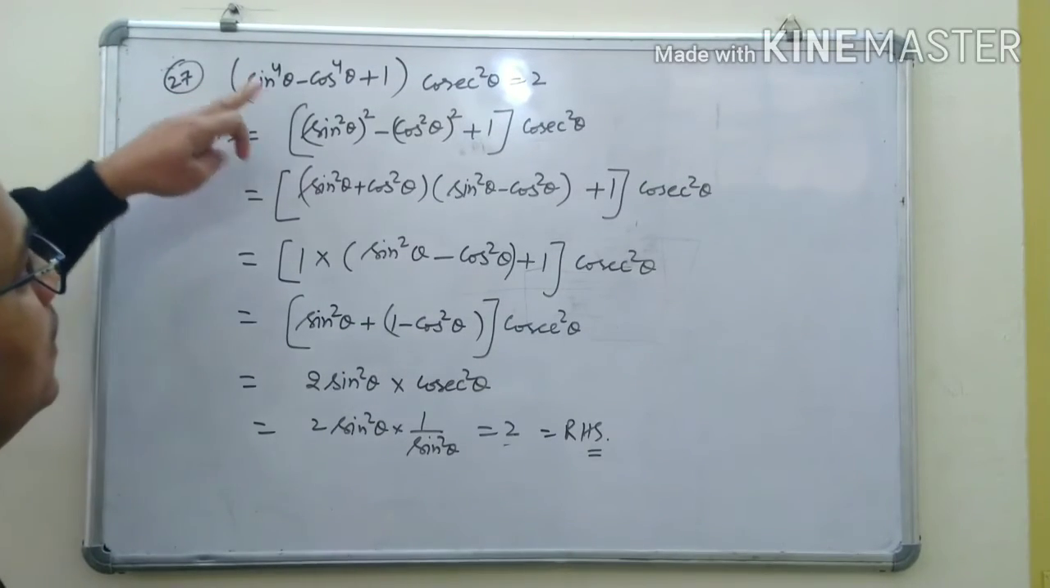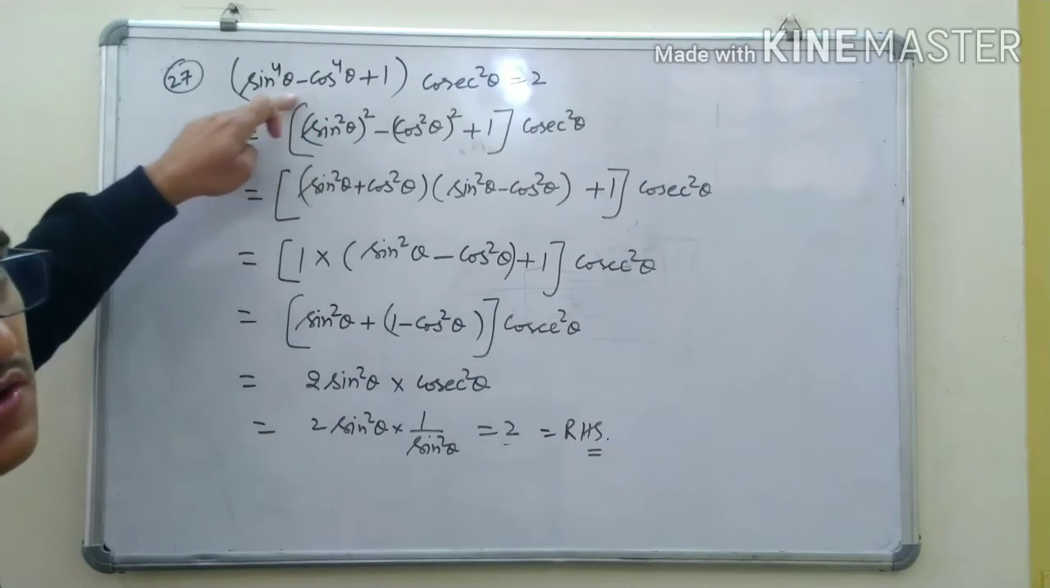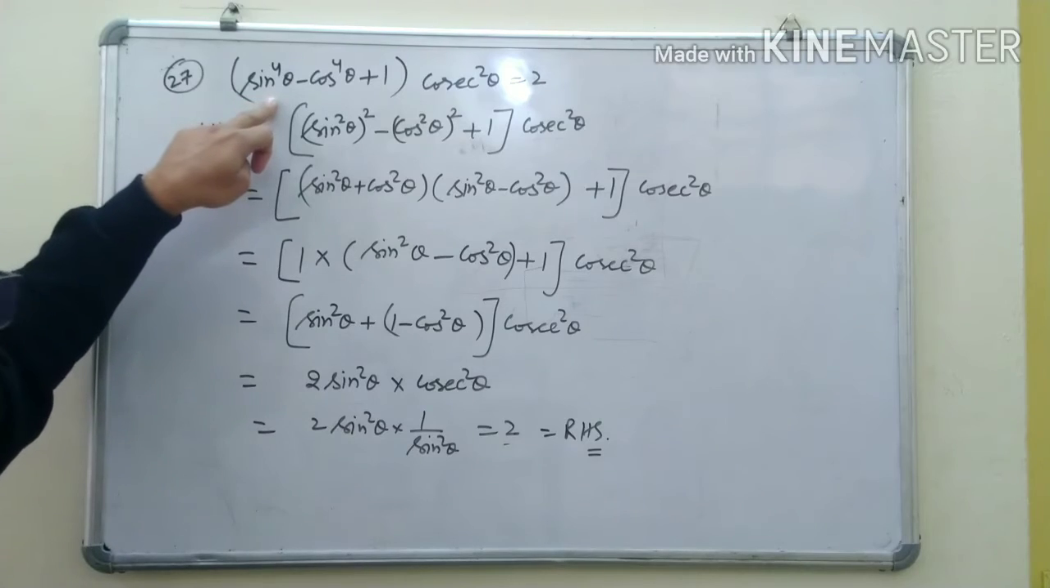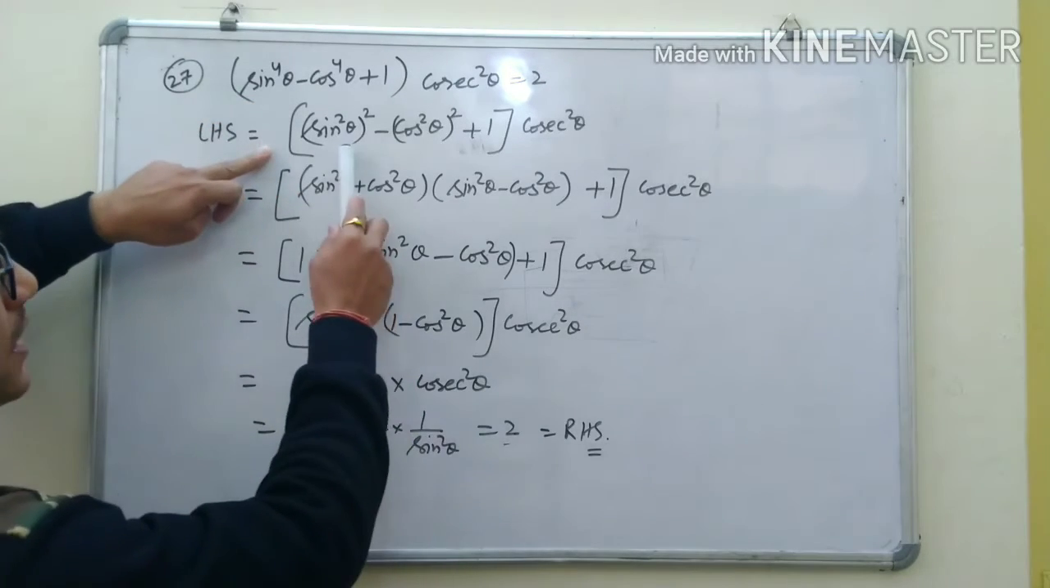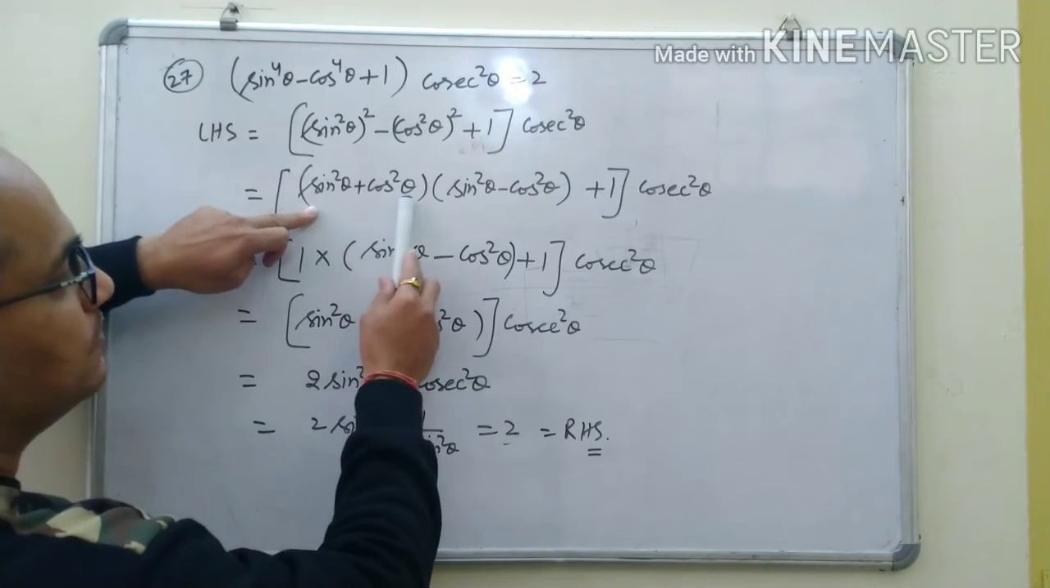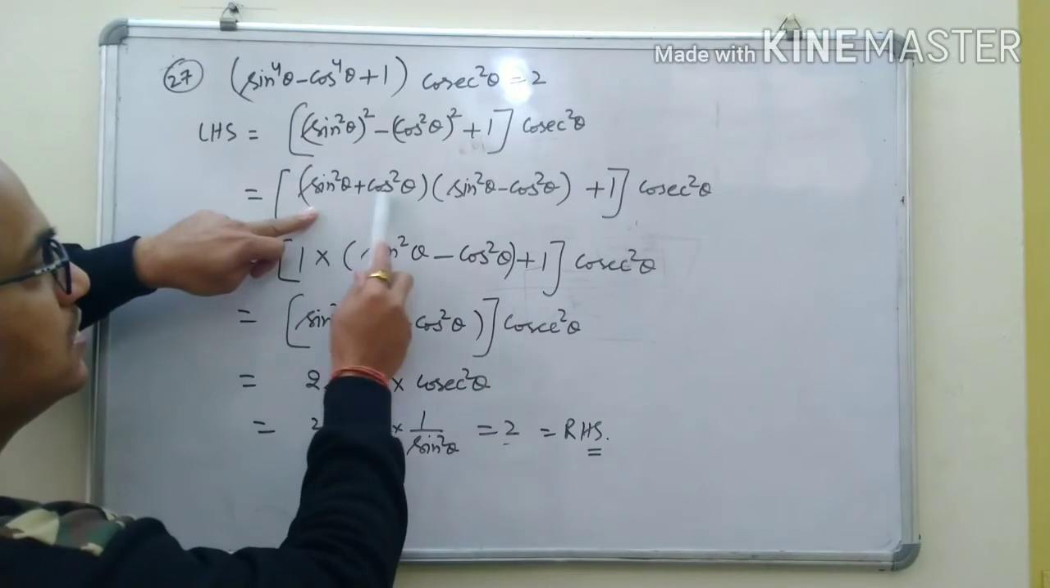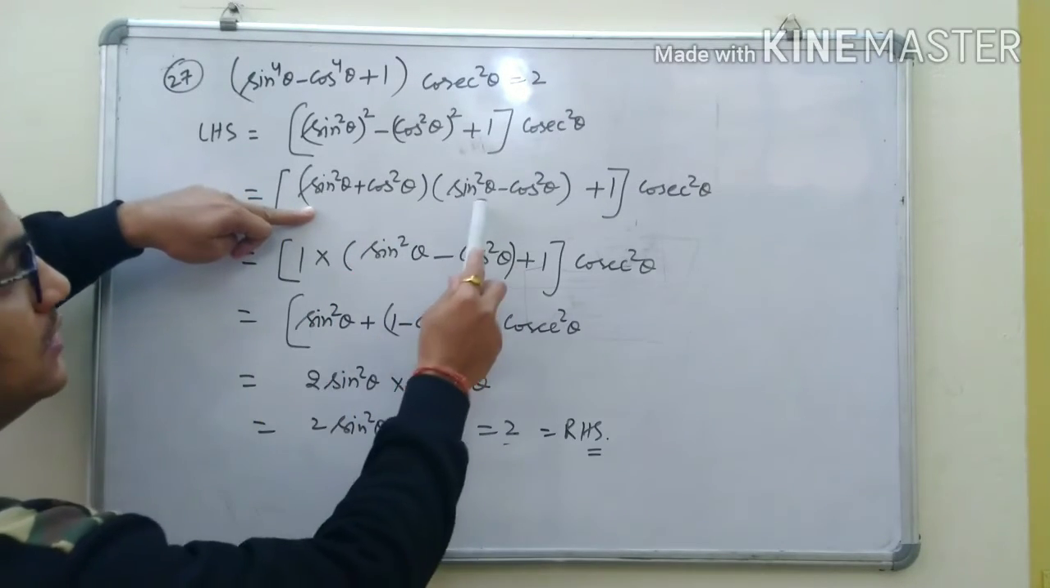In 27th question, we are given this expression. Now see clearly, sin to the power 4 theta minus cos to the power 4 theta. Here we can apply the formula of a square minus b square. Now it becomes a plus b into a minus b.